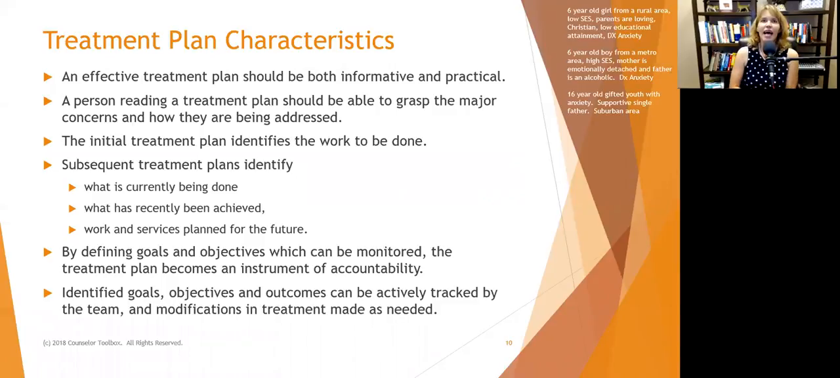Anyhow, identified goals, objectives, and outcomes can be actively tracked by the team, and modifications in treatment are made as needed. So if we see somebody getting stuck somewhere and they're just not progressing, or they're not able to accomplish this one objective, then we can say, all right, what is it that this person or family needs in order to accomplish this objective? Maybe they just don't have the knowledge about what to do next.